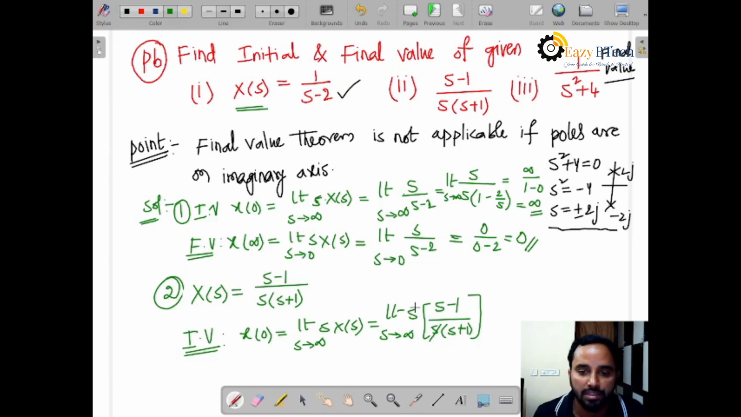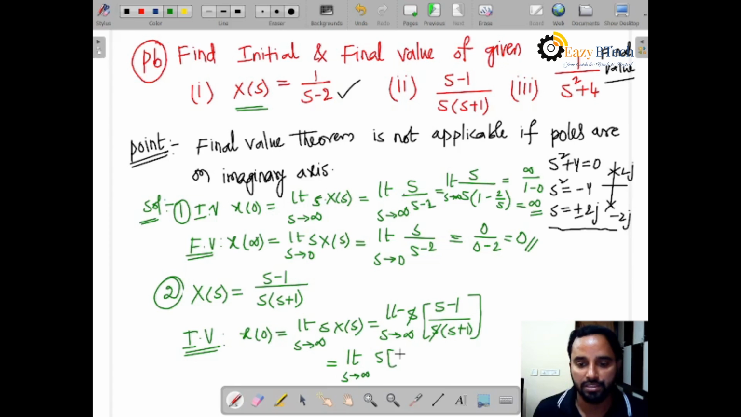Here the s terms get cancelled. Then we can take s common from the numerator and denominator, because if you apply the limit directly, it will become infinity by infinity. So in that situation, take s common. After that, keep the limit at infinity.